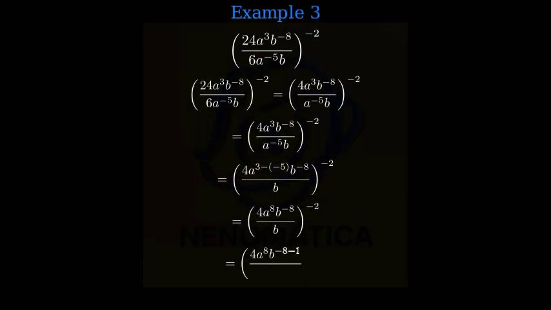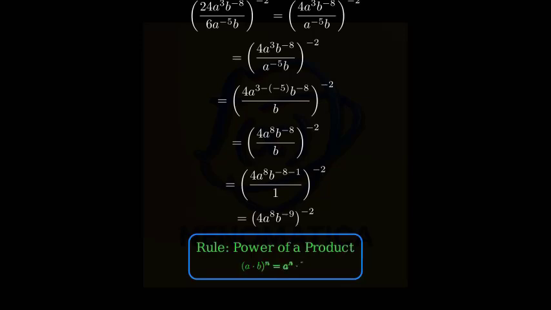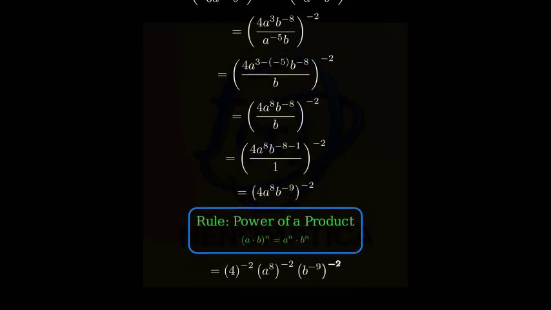For the b terms, we have b to the power of negative 8 in the numerator and b to the power of 1 in the denominator. This gives us b to the power of negative 8 minus 1, which is b to the power of negative 9. Now we apply the power of negative 2 to the entire expression. Using the power of a product rule, we distribute the negative 2 exponent to each factor.